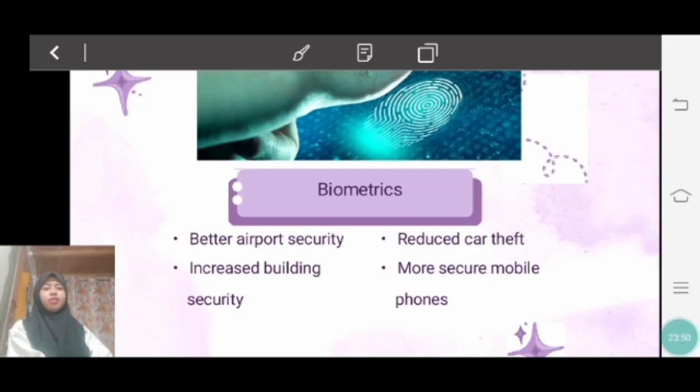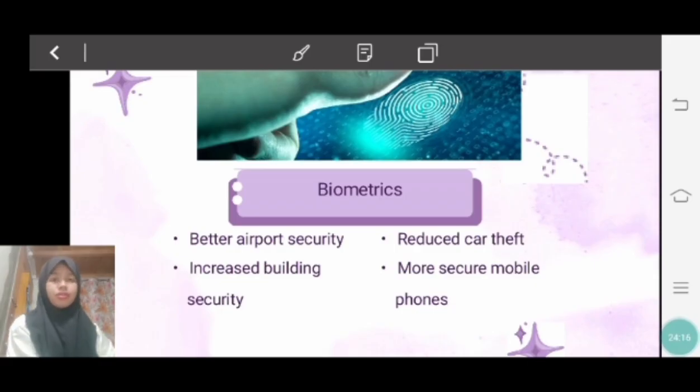So the first one is better airport security. Biometrics, like fingerprints or facial recognition, are used in airports to verify a person's identity. Instead of only checking passports, systems can match your face to your records.